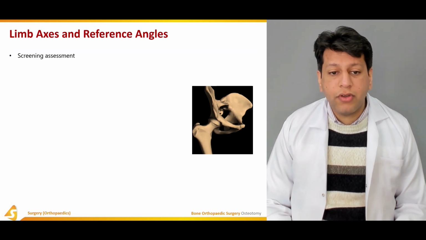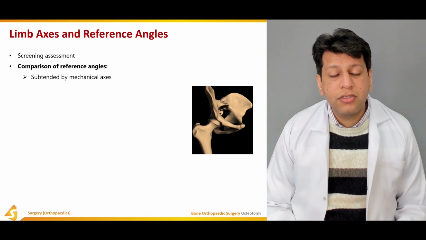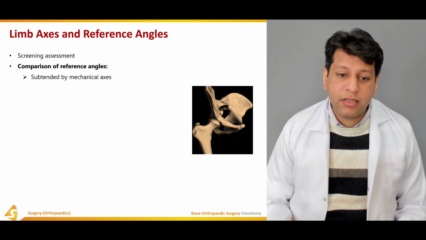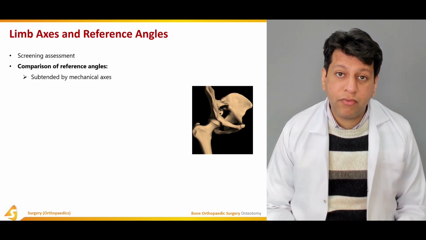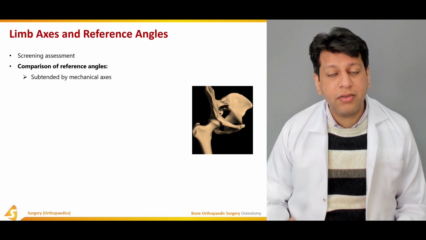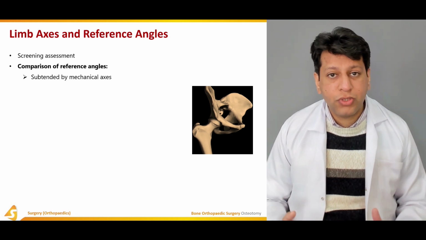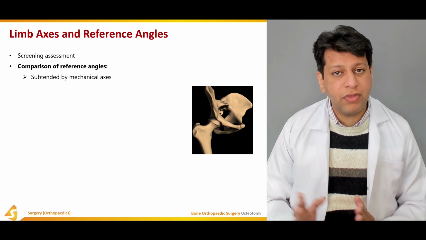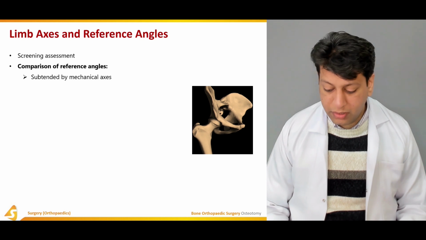So how to screen for it? Basically, we have to compare these reference angles to the opposite limb. First we calculate the mechanical axis. We calculate the femoral anatomical axis, which passes through the center of the diaphysis of the shaft of the femur. Then the tibial diaphysis angle has to be calculated, and the mechanical and anatomical axes have to be calculated on both sides. Even if we are dealing with one limb only, we have to calculate on the other limb as well, because we have to understand what the opposite normal is.